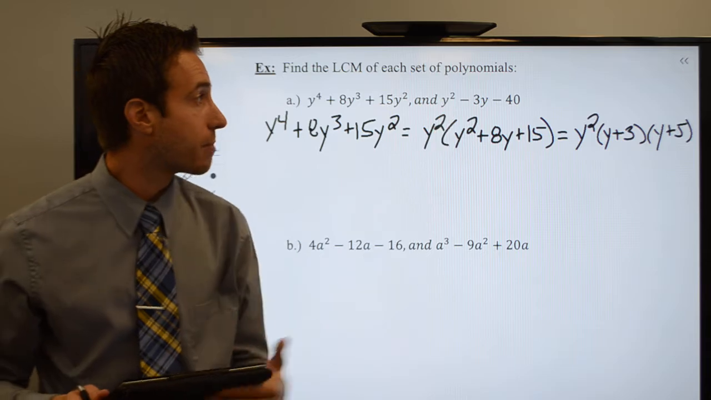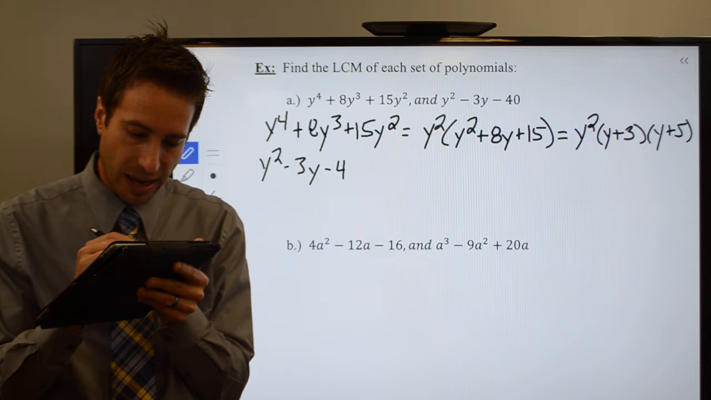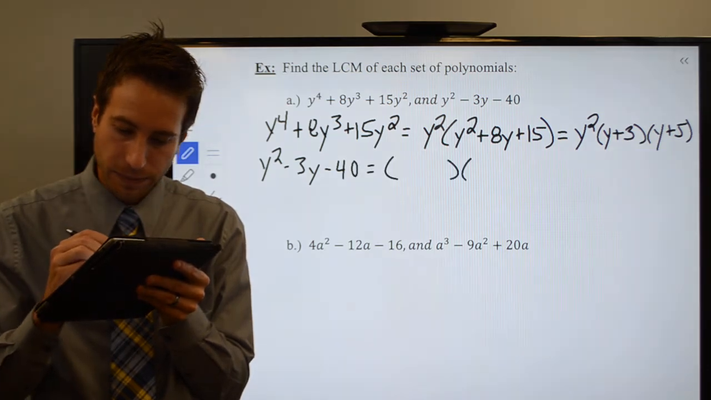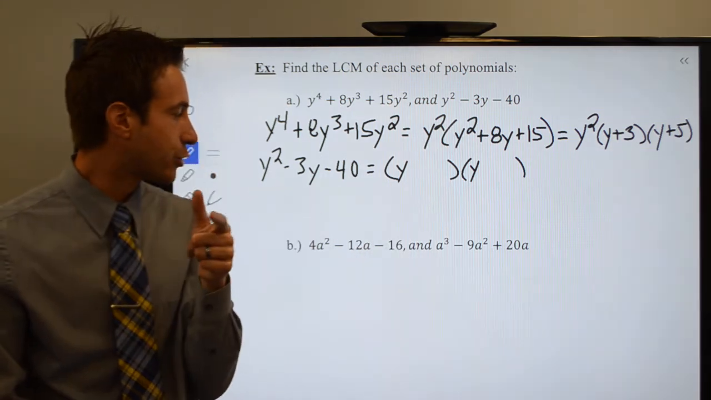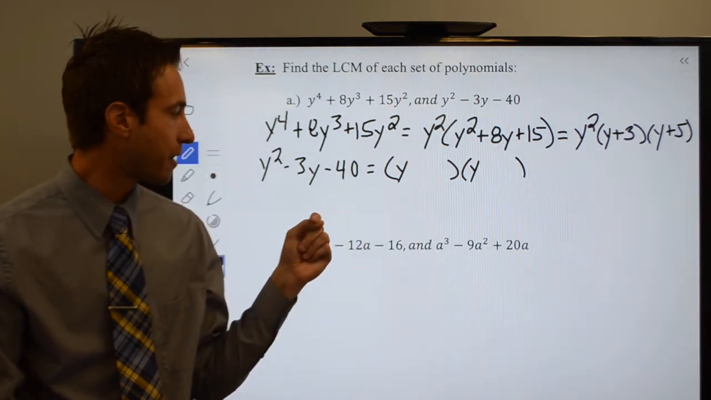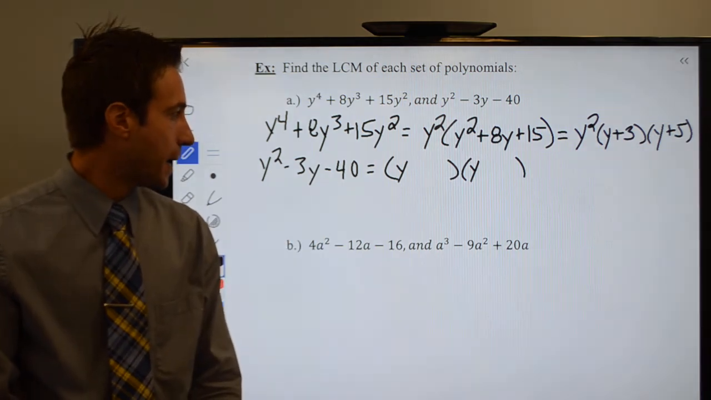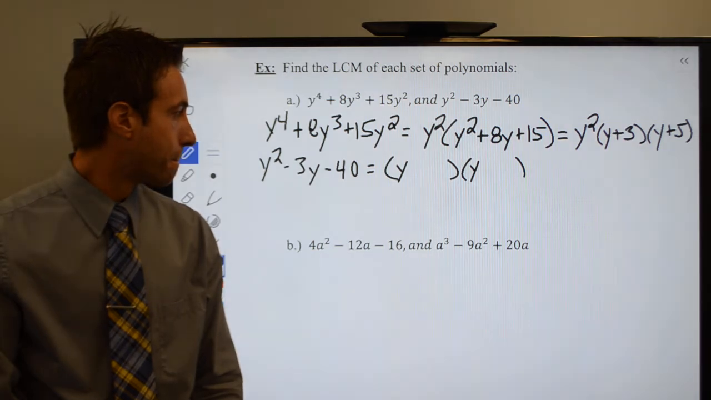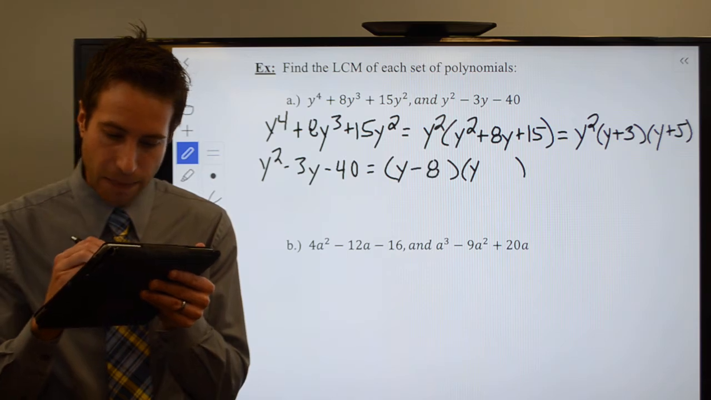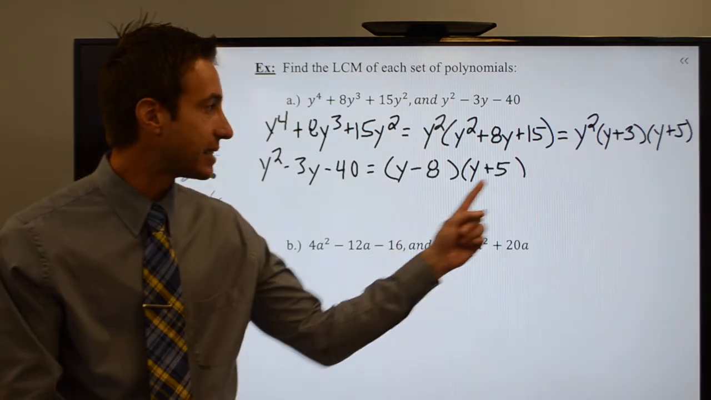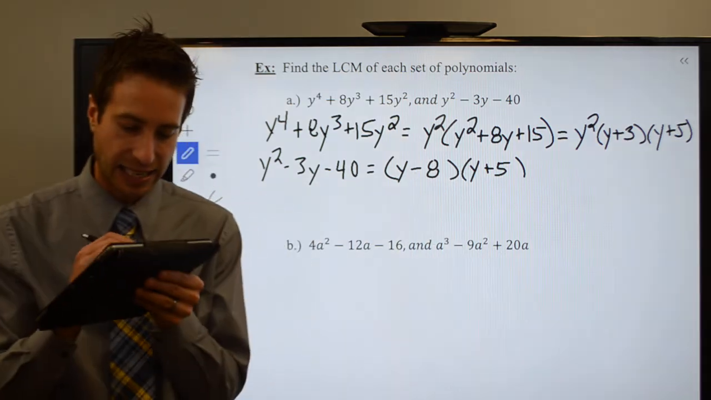All right, this one, y squared minus 3y minus 40. Let's see what happens. Well, the easy bit, y and y times y gets you y squared. Slightly trickier bit, I need two numbers that multiply to 40, sum to a negative 3. How about 8 and 5? If I did a negative 8 and a positive 5, right? Minus 8 times 5 is a minus 40. Minus 8 plus 5 is a minus 3. Fantastic.